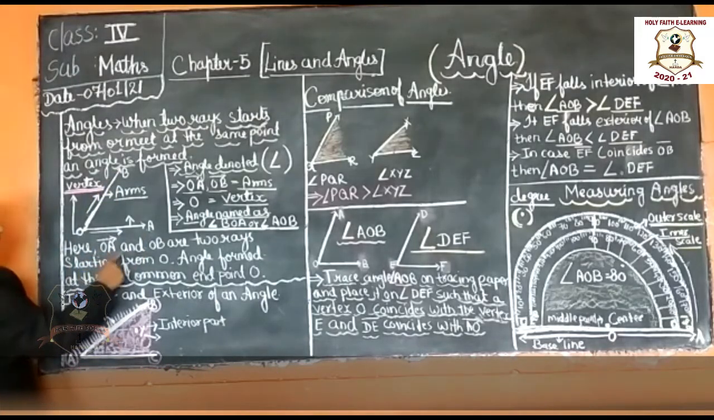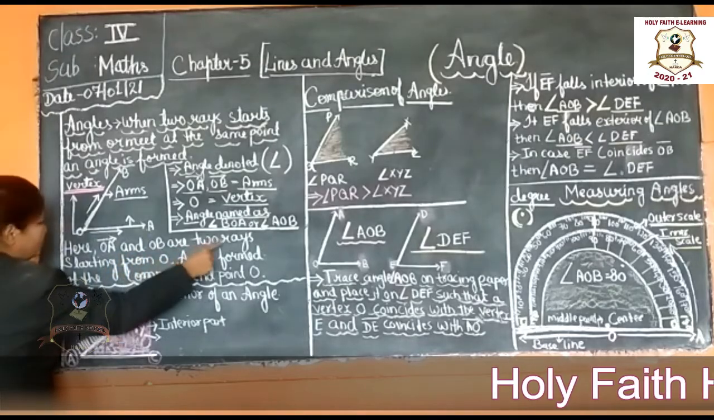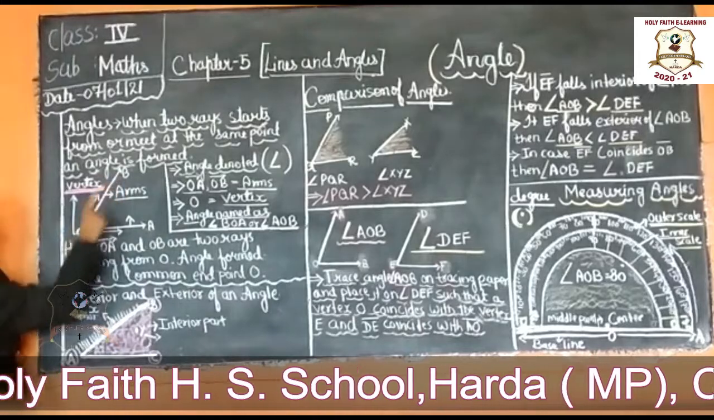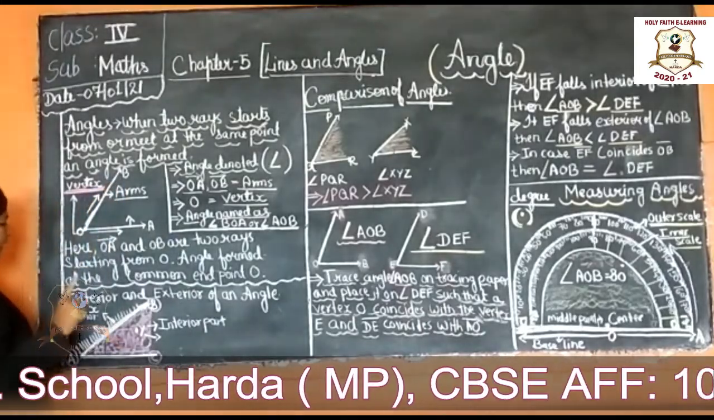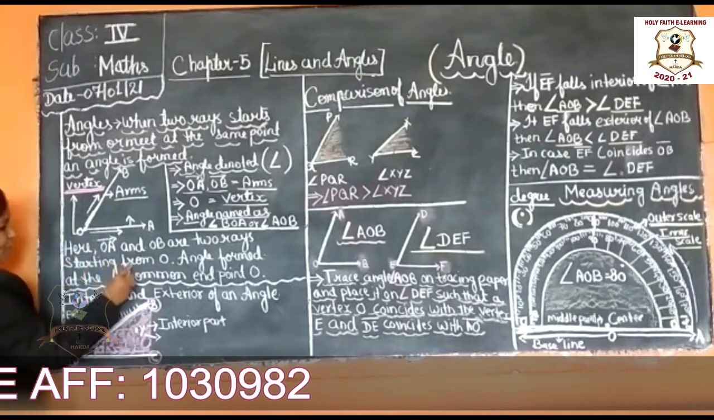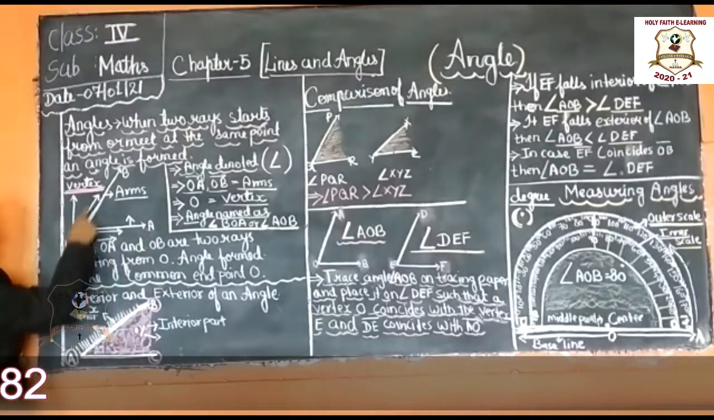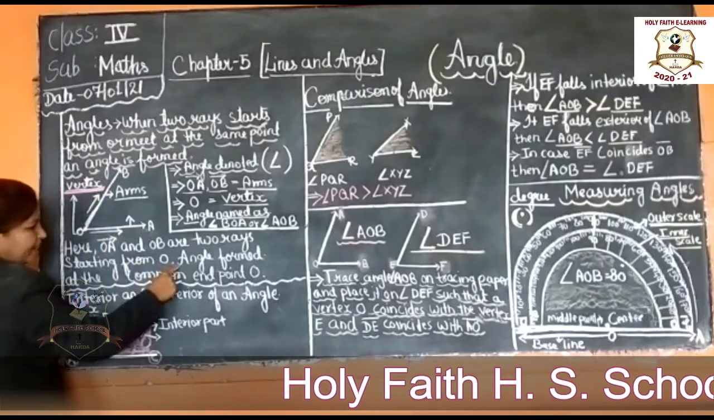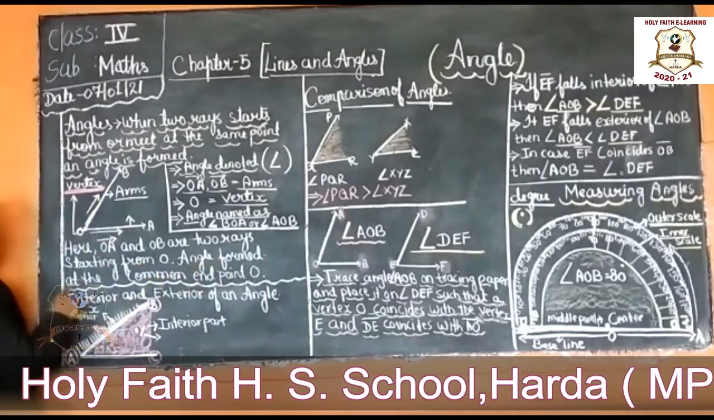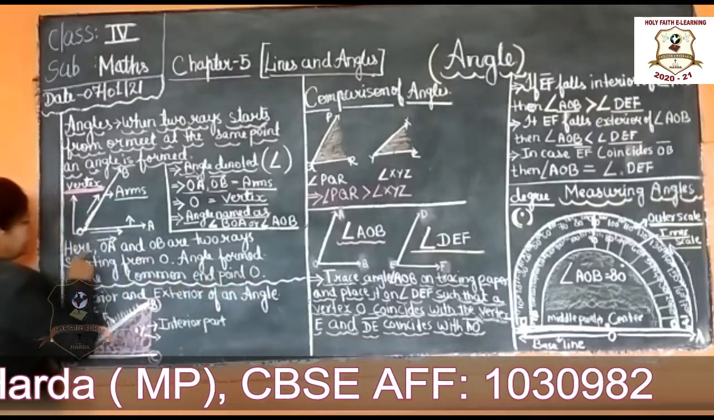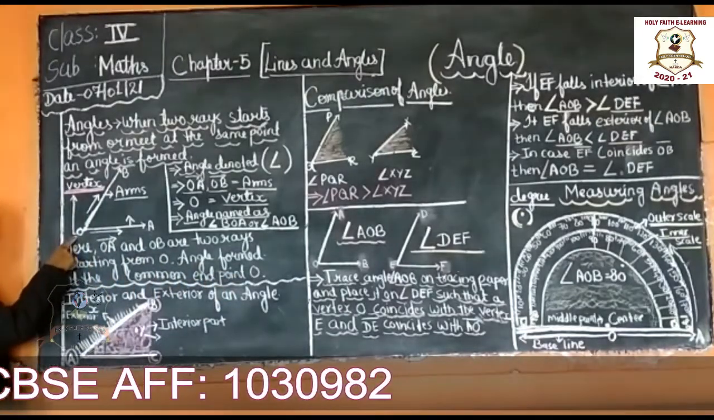Here OA and OB are two rays, starting from O, and the angle is formed at the common end point O. This is the common end point.